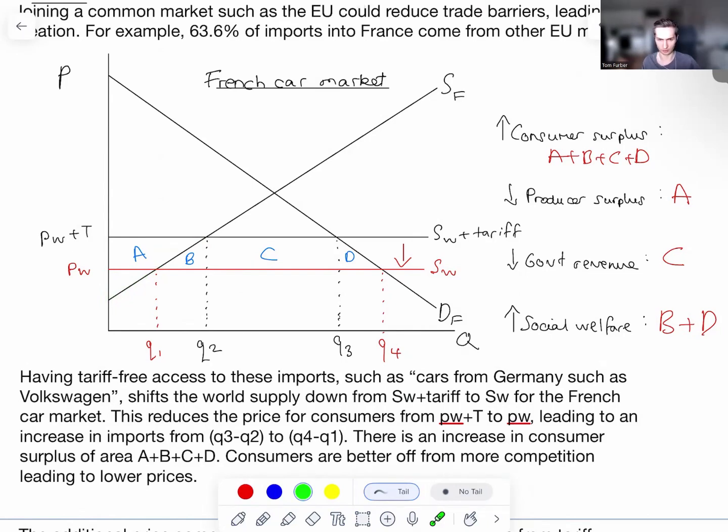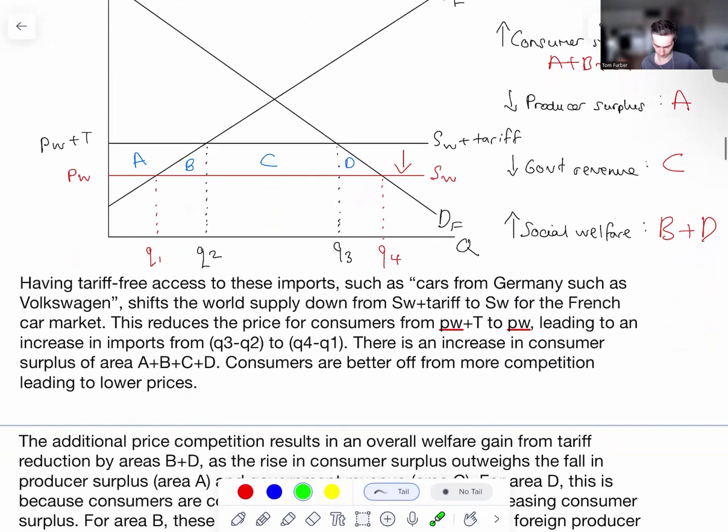Similarly, the government revenue when the tariff was in place was the tariff per unit multiplied by the number of imports that are facing the tariff, Q3 to Q2. And so that was the area C. But when the tariff is removed, the government loses that revenue source, so area C is eliminated. And that means when you add these things up, if you add up A plus B plus C plus D, the consumer surplus gain, and you subtract the loss in producer surplus and government revenue, you get the increase in social welfare, B plus D. So that'd be important for analysis as well.